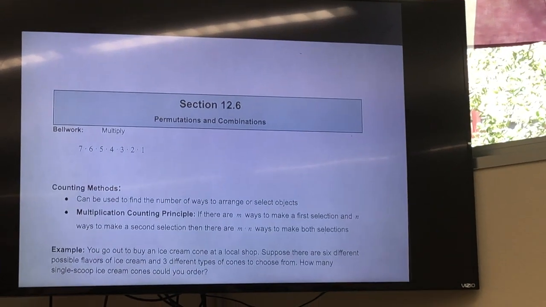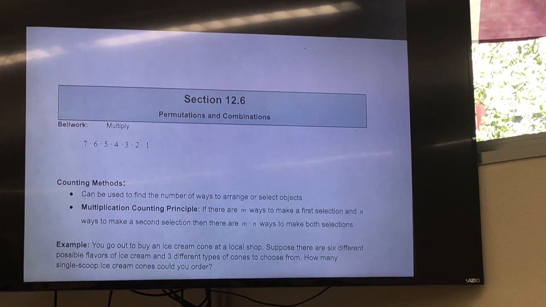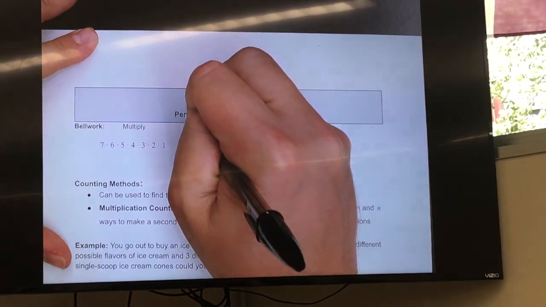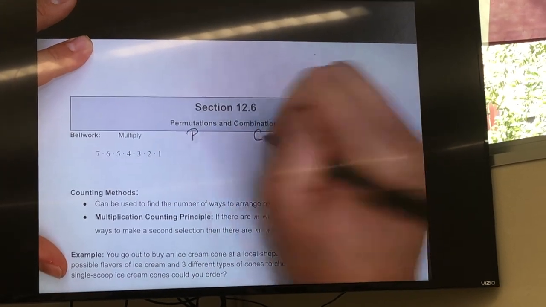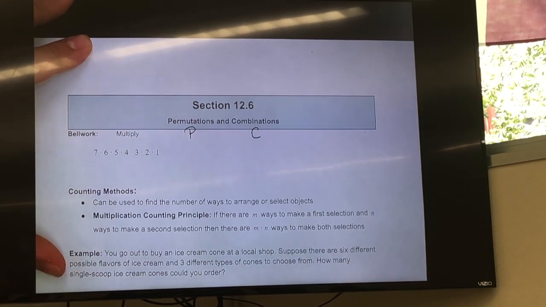Okay, so we are doing section 12.6, permutations and combinations. These are going to be calculators. We're going to learn our calculator with the P button, and for combinations with the C button. So make sure you have a calculator if you do not yet.